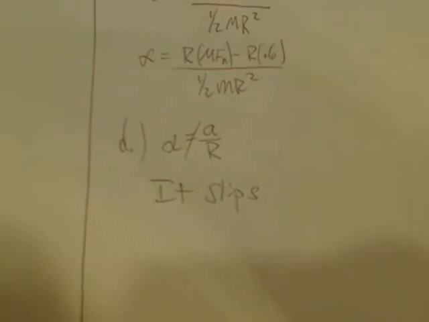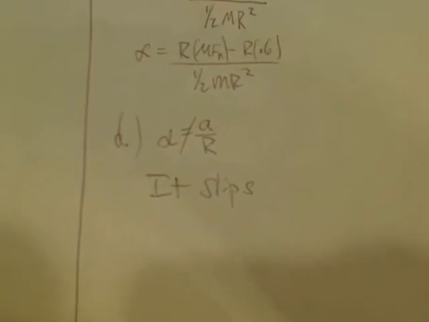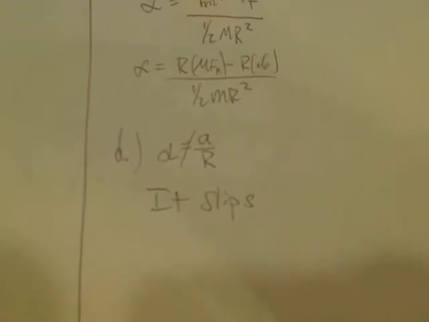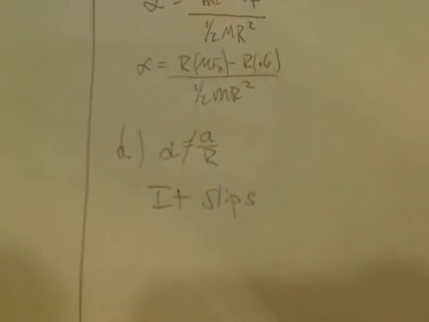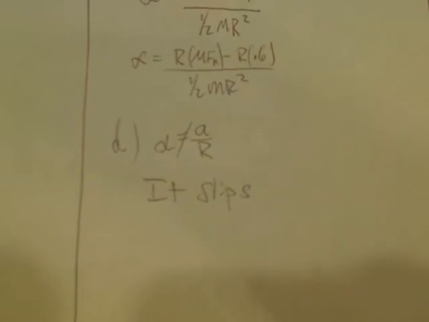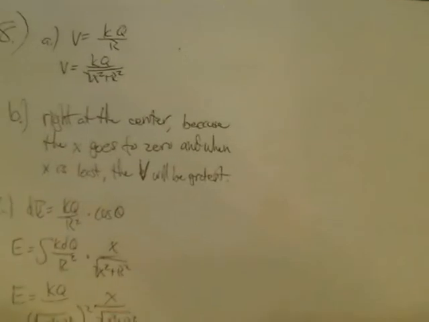And then D asks you to explain why they're not equal. If it was not slipping, angular acceleration would equal a over r, but angular acceleration does not equal a over r. Since that doesn't happen, they're not equal, and that's because it slips. It tells you it slips. So it's no good. You don't want a slipping block.